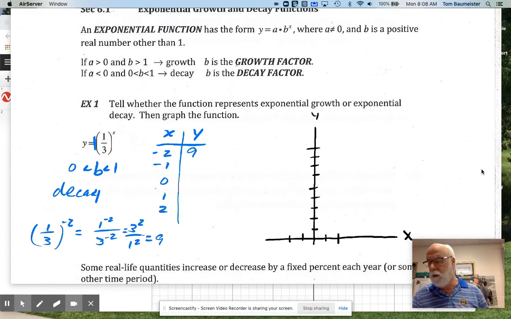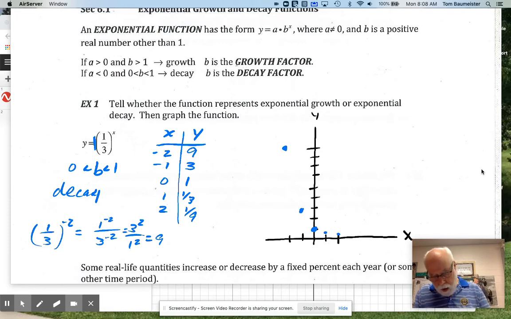All right, we would do the same thing for -1, which would give us 3. Anything raised to the 0 power is 1. Then 1/3 raised to the first power is 1/3, and 1/3 raised to the second power is 1/9. So if we graph that, at -2 we're at 9. At -1, we're at 3. Anything raised to the 0 power is 1, so it should always go through there. And then we'll have 1/3, and then we'll have 1/9.